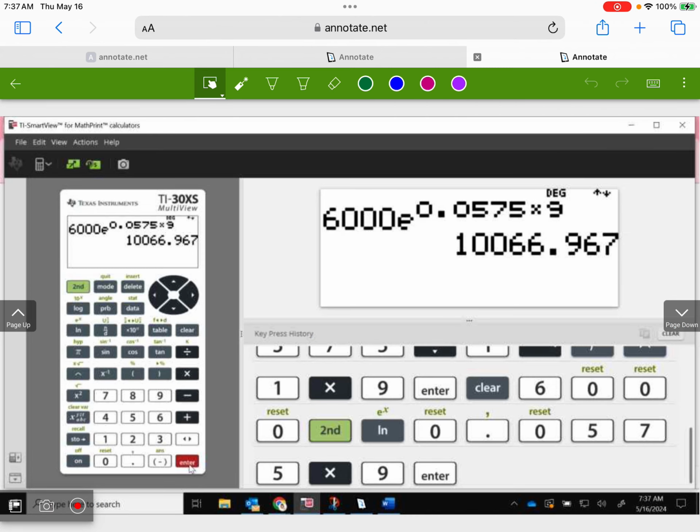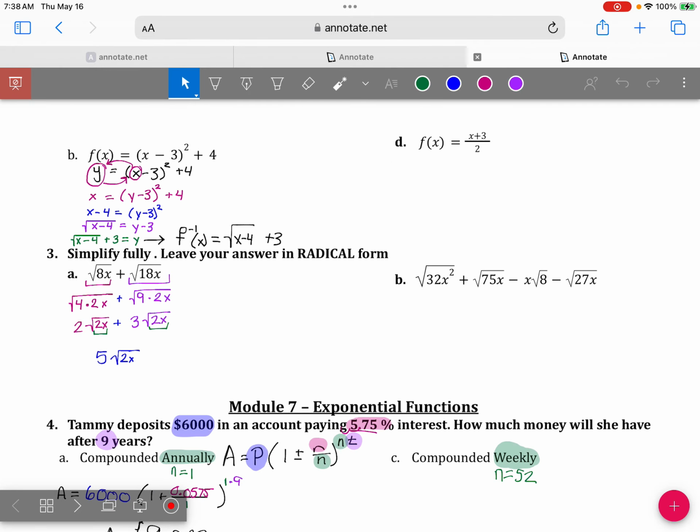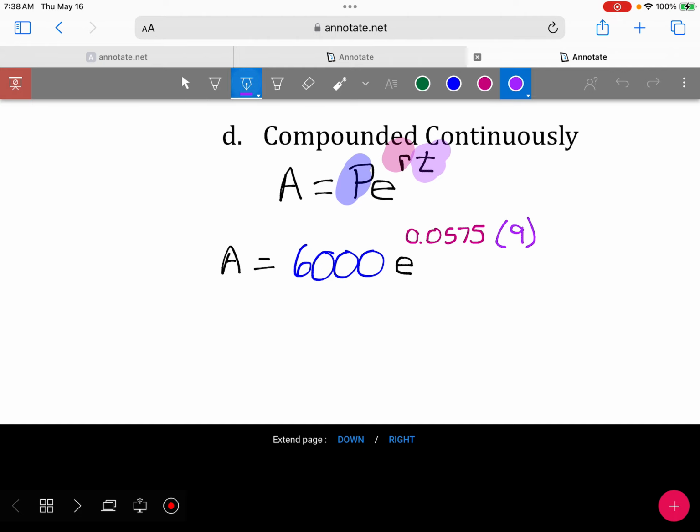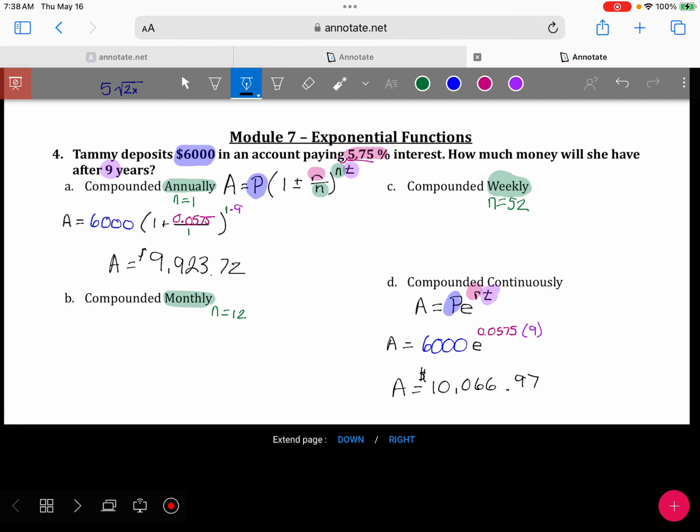And I get $10,066.967. We're going to round this to the nearest cent. So this 7 is going to make it go up, so we're going to say 97 cents. So our continuously compounded amount is $10,066.97. The other two in this are just kind of replugging in with different n values. So I'm going to leave those ones for you to practice.